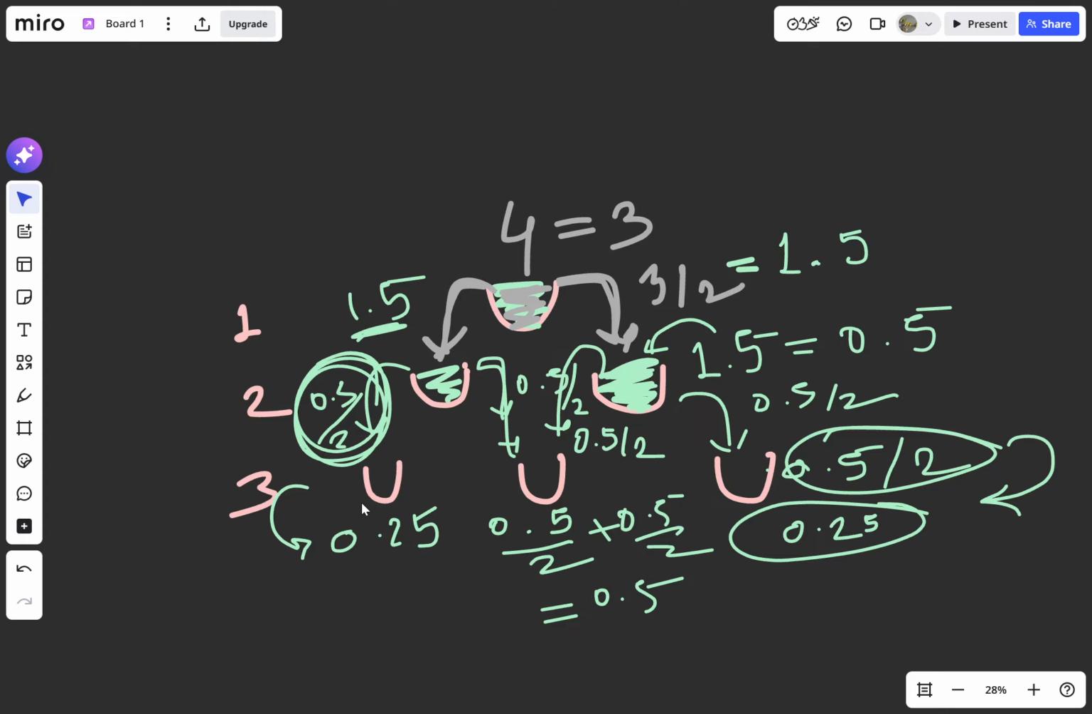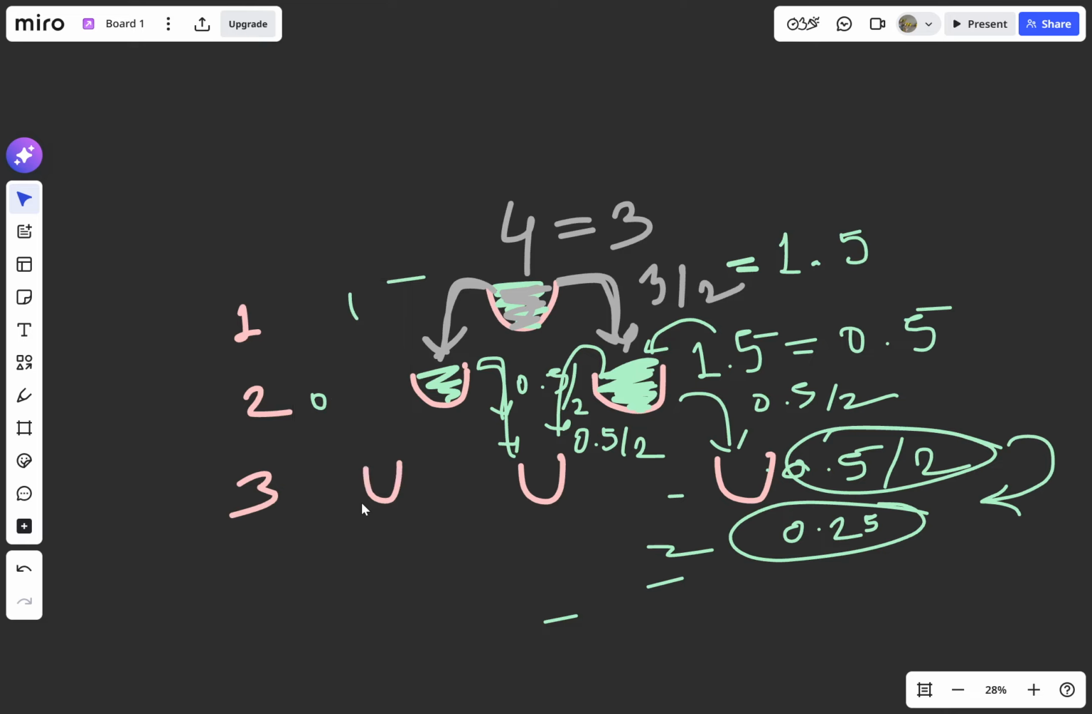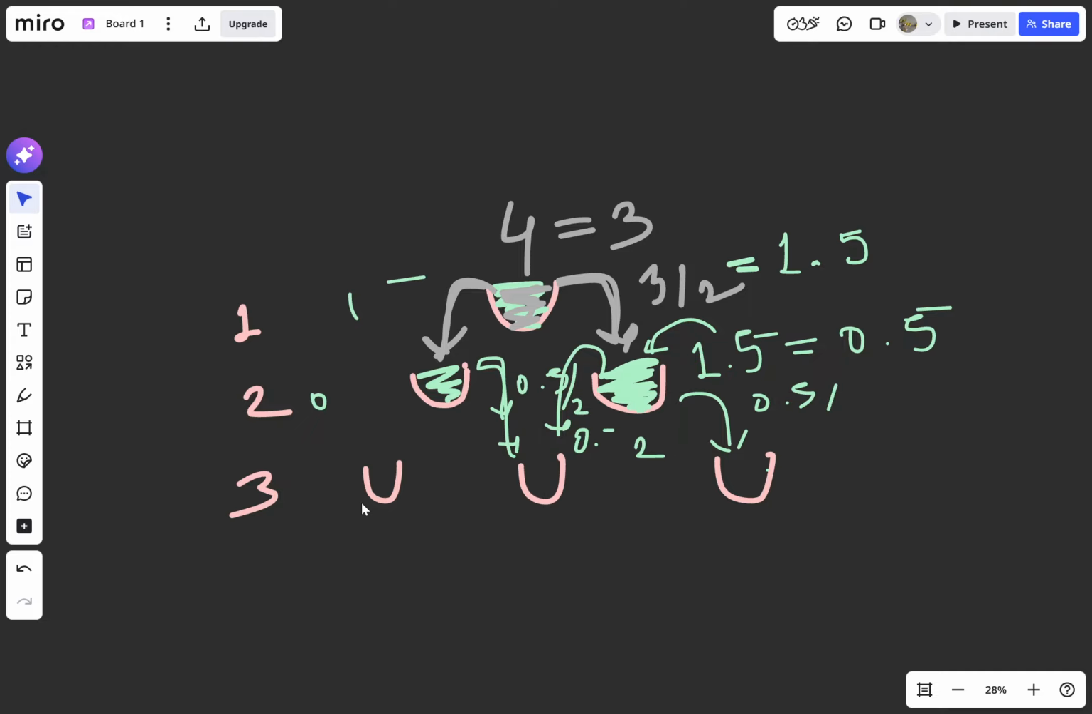Now let's see how our conditions will be. So by this explanation you can get the intuition that we will have to apply the dynamic programming concept here.